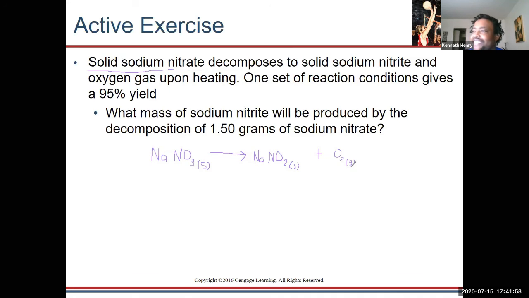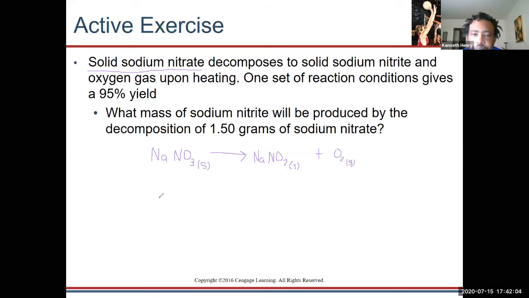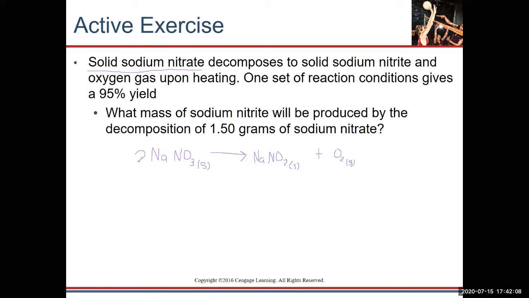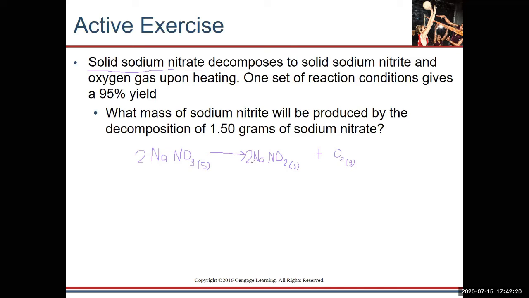Okay. So is it balanced? No. What do I need to do to balance it? It's 2 Na first, and then 2 again. There's a balance. Okay. Yeah. Good job. Okay, so we got our equation. So what do we do next? And then we just want the mass, they ask for grams of sodium nitrate.